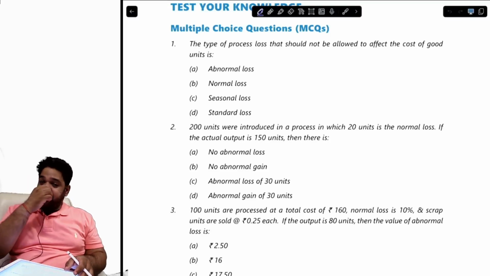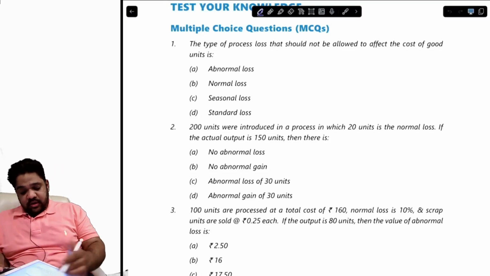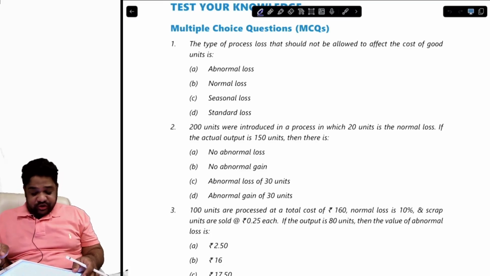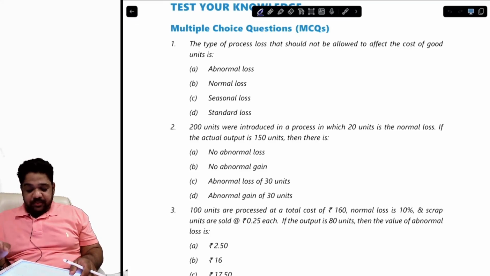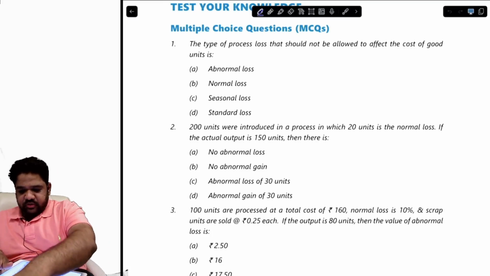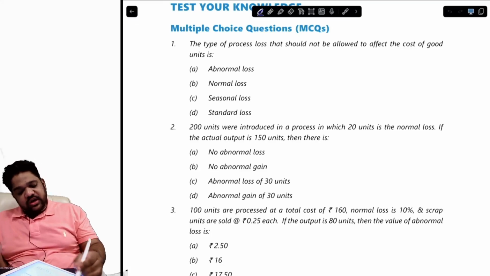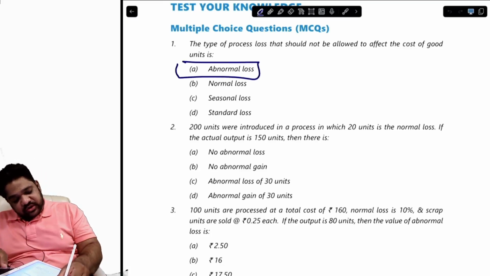Okay, so next topic is process. Now, what do we have? The type of process loss that should not be allowed to affect the cost of good unit. Normal loss is always charged to the good unit. The other kind of loss that you're left with is abnormal loss. So the answer has to be abnormal loss.